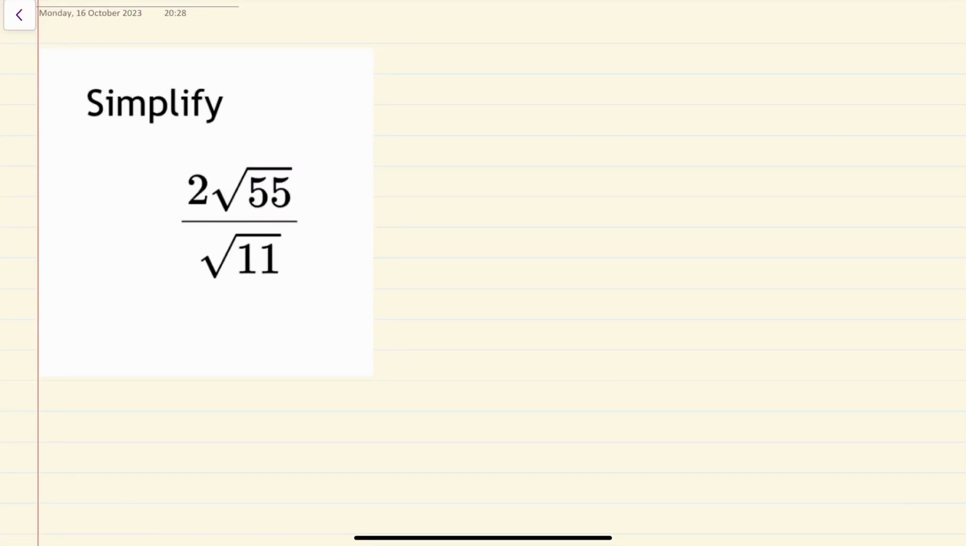This question says simplify 2 root 55 over root 11. The idea here, if you've got a surd, a square root in the bottom line, is you multiply the top and the bottom by that square root.